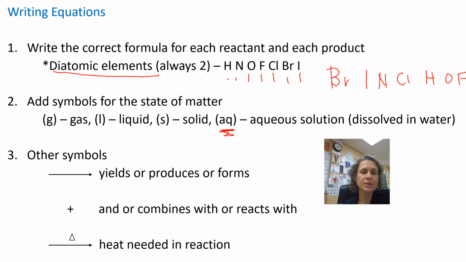All right, some other symbols. If in your description it says yields or produces or forms, that's your arrow. It's like your equal sign. A plus sign takes the place of an and, or combines with, or reacts with. And then, like I've already told you, that little triangle means you need some heat.